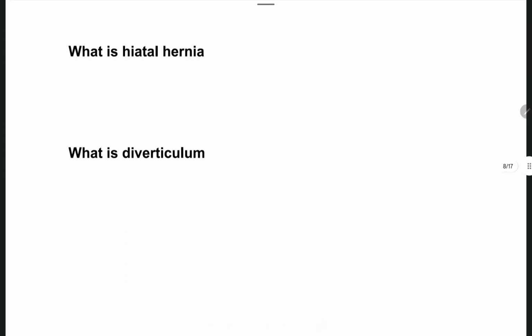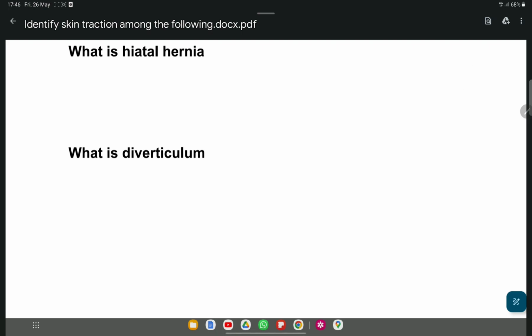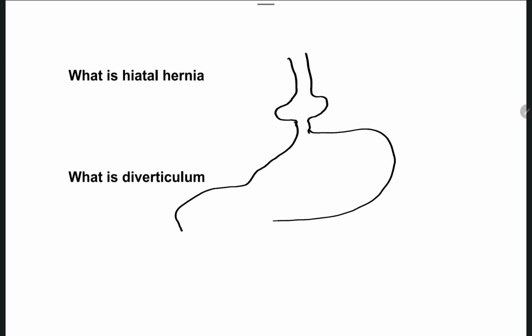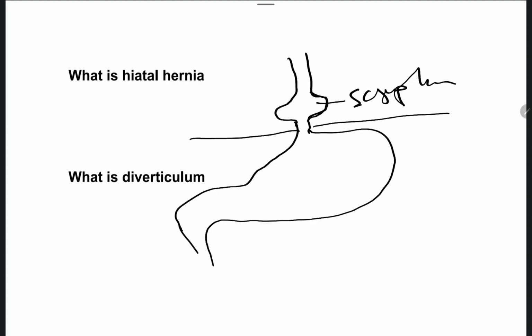So the next question is, what is hiatal hernia? Hiatal hernia is a herniation, otherwise protrusion, of one part of the, okay, this is the stomach. So we have the diaphragm here. So hiatal hernia is a protrusion of the end part of the esophagus. This type of protrusion is called hiatal hernia.